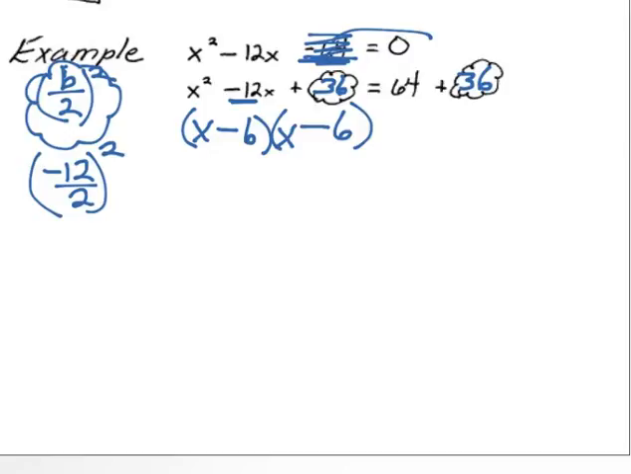And is there a way we can kind of shorten that? Oh, yeah. What was negative 12 divided by 2? Negative 6. That's what goes right there. That's how we know it.